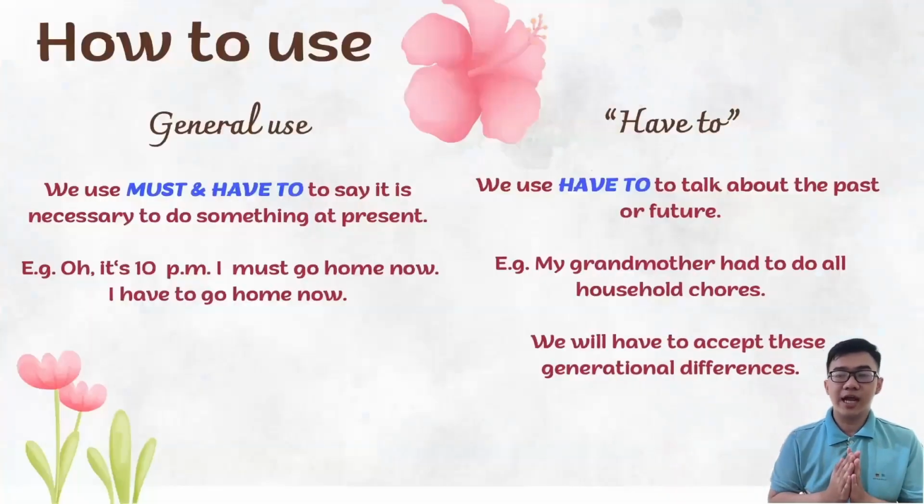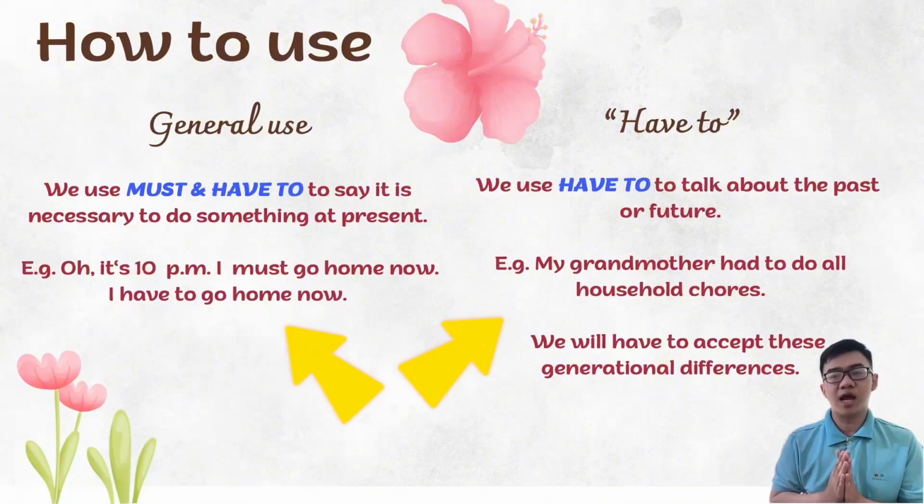Here is how they are used in English sentences. Generally, must and have to are used to say it's necessary to do something at the present. However, have to is more often used to talk about the past or the future. You can take a look at these examples to better understand what I mean.